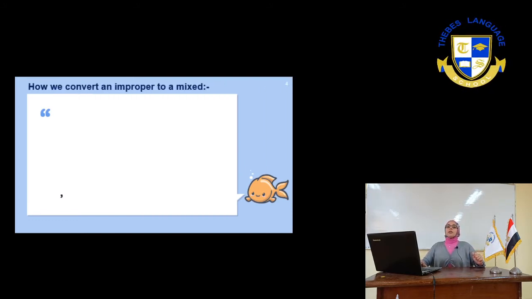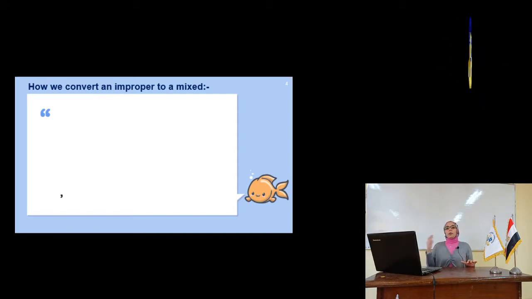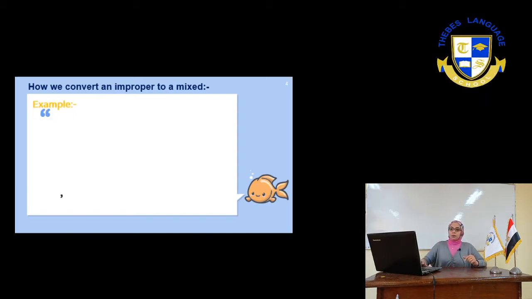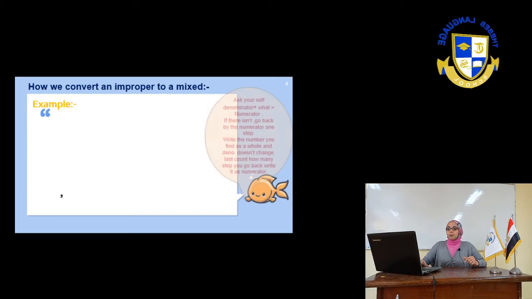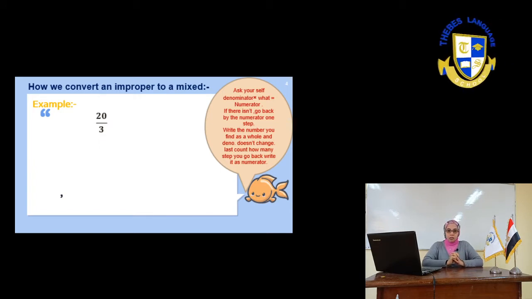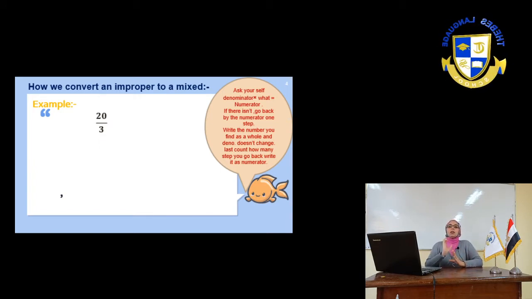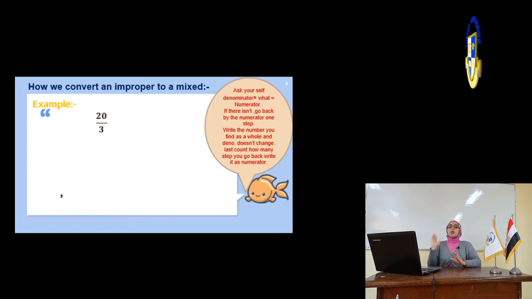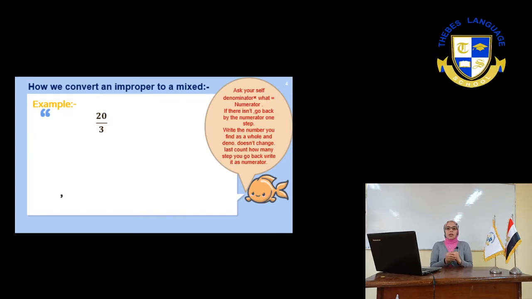Now, how do we convert in the opposite way, from improper into mixed? If we have any improper fraction, at first, go to the denominator and ask it, this denominator times what equals the numerator? If we haven't, go back one step, and so on, until we reach a number in the timetable of the denominator.